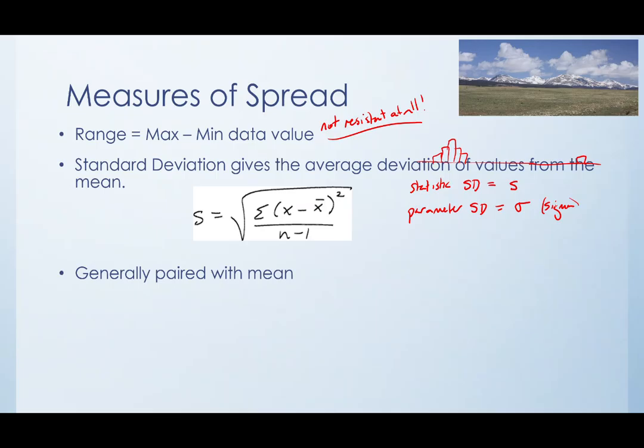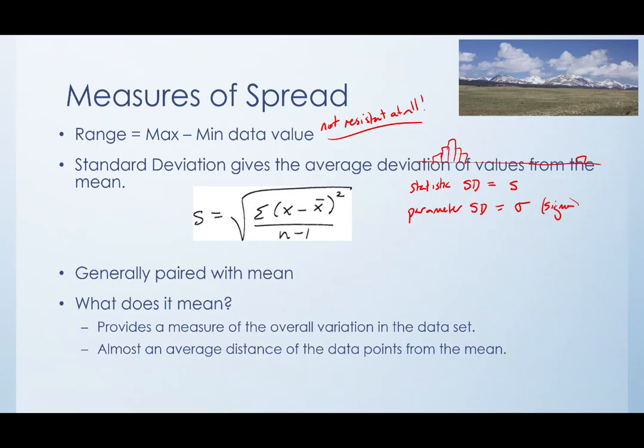All right. We generally pair the standard deviation with the mean. It has a similar level of resistance, which means if you've got some outliers or skewness, that's going to impact the standard deviation some, but not nearly as much as the range. All right. So it gives a measure of the overall variation in the data set.